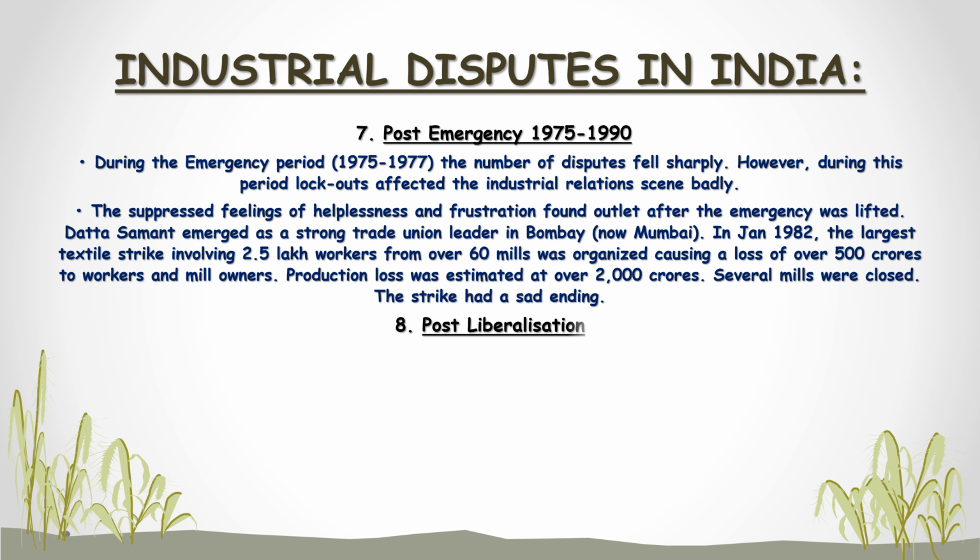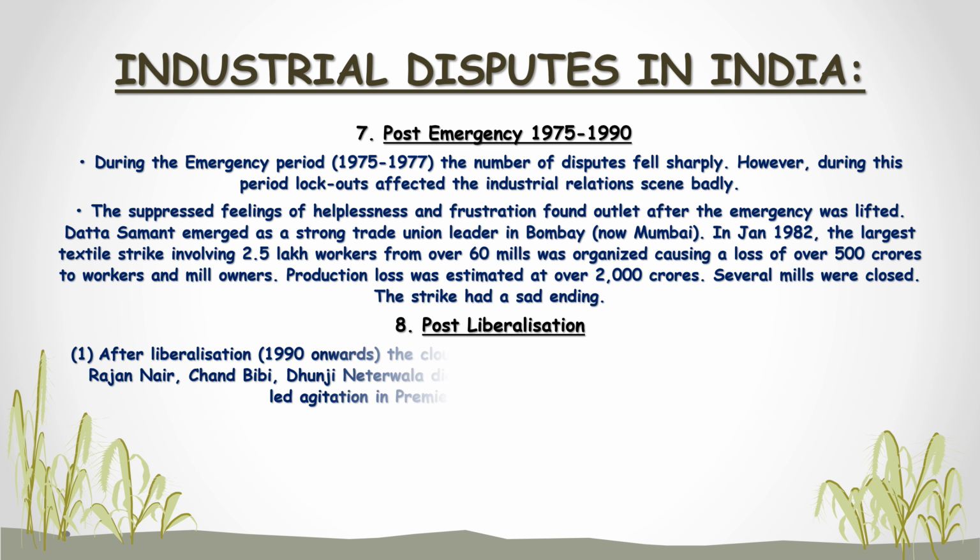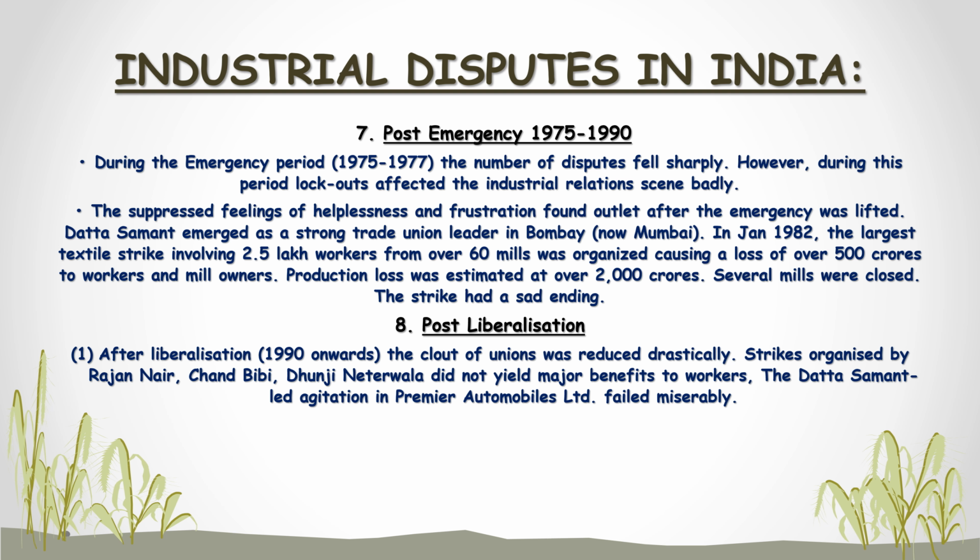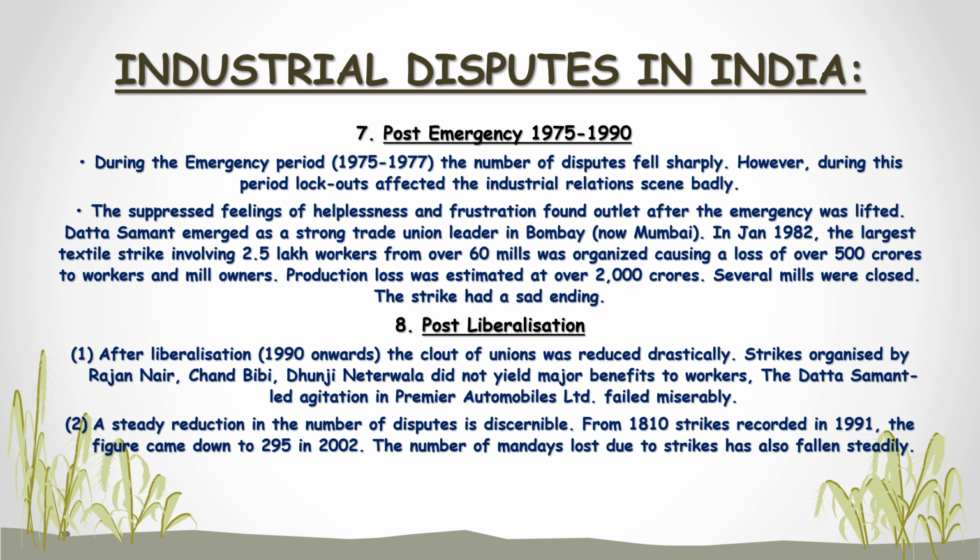8. Post-liberalization. After liberalization, 1990 onwards, the clout of unions was reduced drastically. Strikes organized by Rajan Nair, Chand Bibi and Dungi Netterwala did not yield major benefits to workers. The Datta Samant-led agitation in Premier Automobiles Limited failed miserably. A steady reduction in the number of disputes is discernible. From 1,810 strikes recorded in 1991, the figure came down to 295 in 2002. The number of mandays lost due to strikes has also fallen steadily.